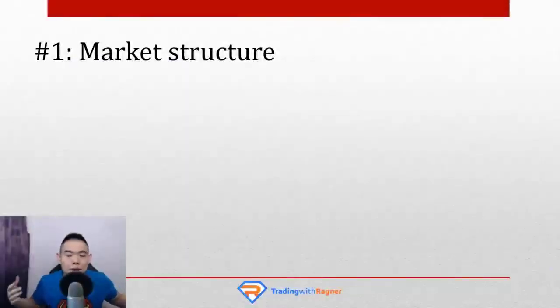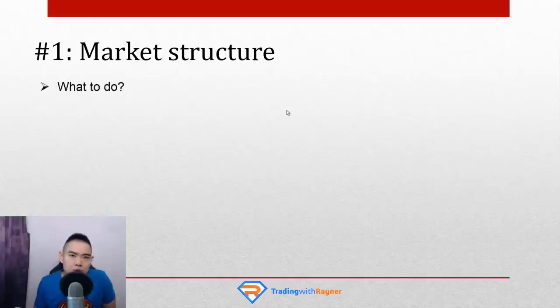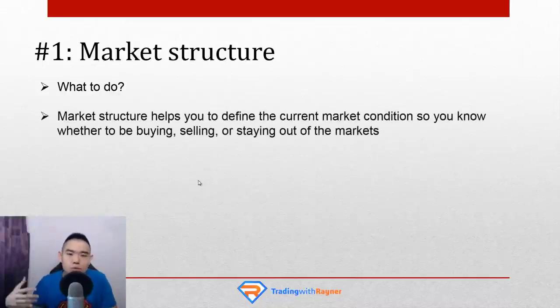So let's talk about market structure. Market structure seeks to answer this question: what to do? What should you do in different market conditions? Should you be looking for buying opportunities, selling opportunities, or to stay out of the markets? The way this works is that market structure helps you to define the current market condition, so you know whether to be buying, selling, or staying out of the markets.